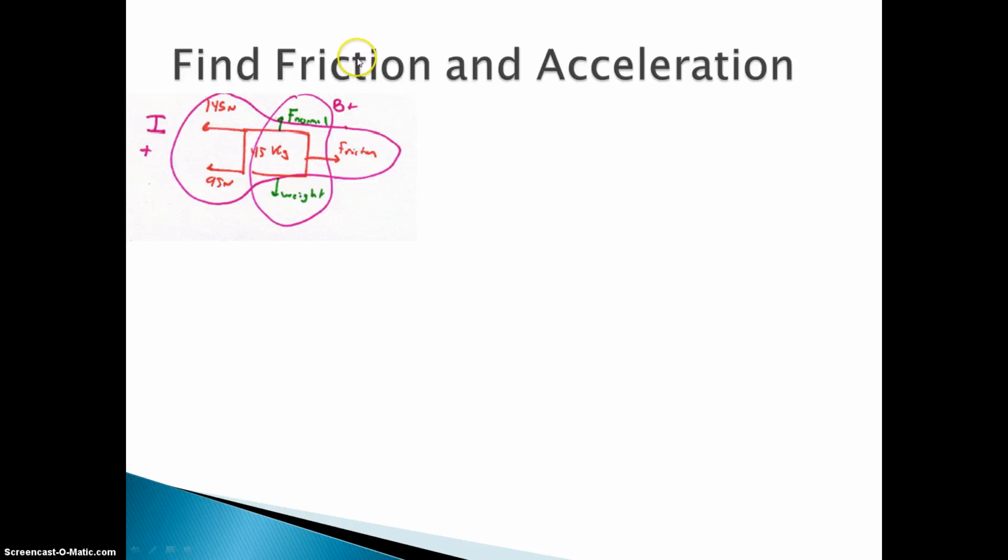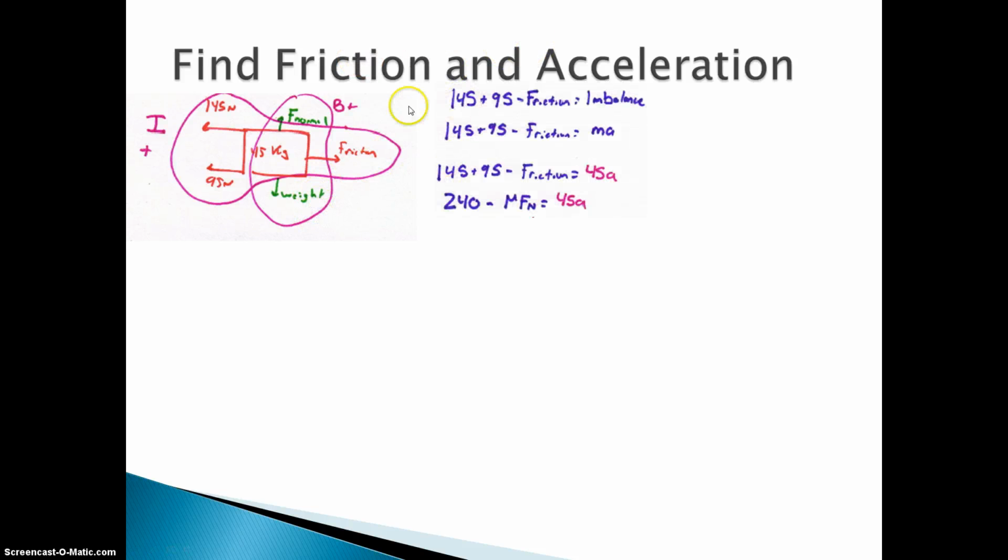Okay, our goals are again to find the friction and the acceleration. Here's what we're going to do. We're going to create net force equations. Here we are in the x. These two forces are positive, friction's negative, and they equal an imbalance. Newton's second law says imbalance equals ma. Okay? And the mass here is 45. So I can combine these two and have 240 to the left minus friction equals 45a.